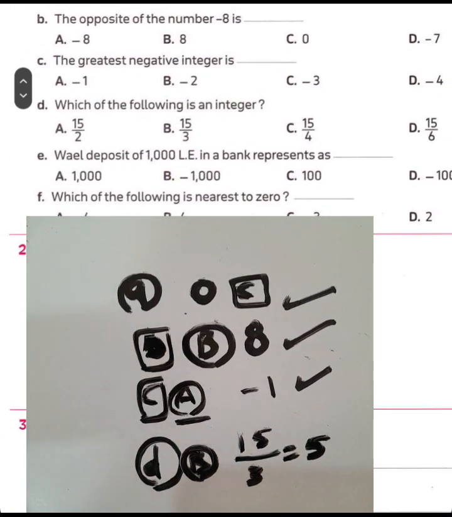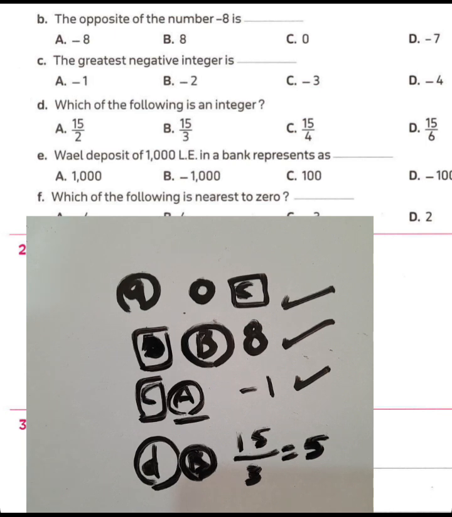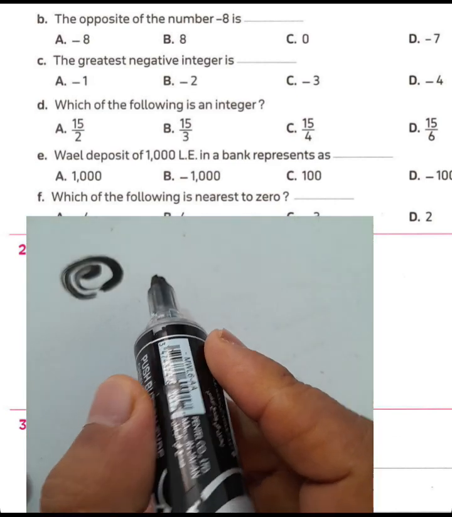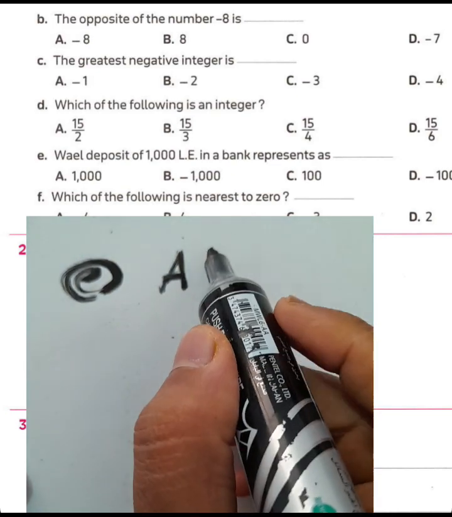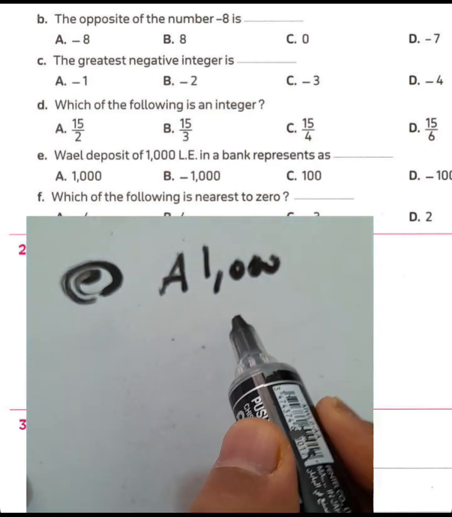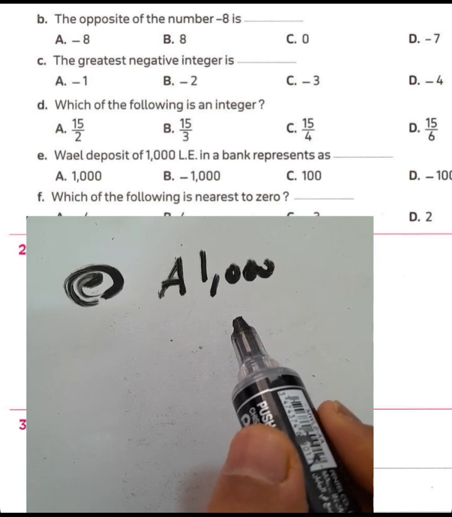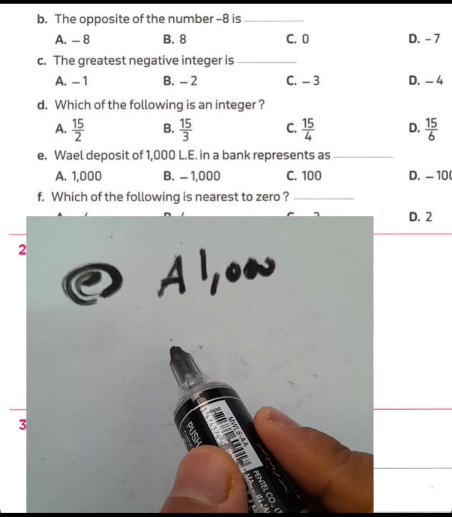Choose letter B about question letter D. Question letter E, Wael deposits 1000 lira in a bank, represented as positive 1000. Choose letter A. The result will be A, 1000. Wael deposits 1000 lira in a bank, represented as 1000.